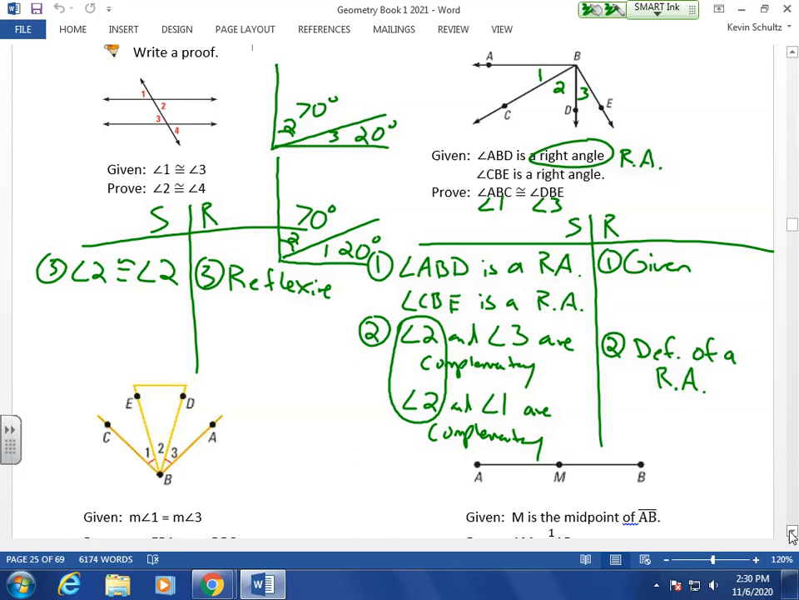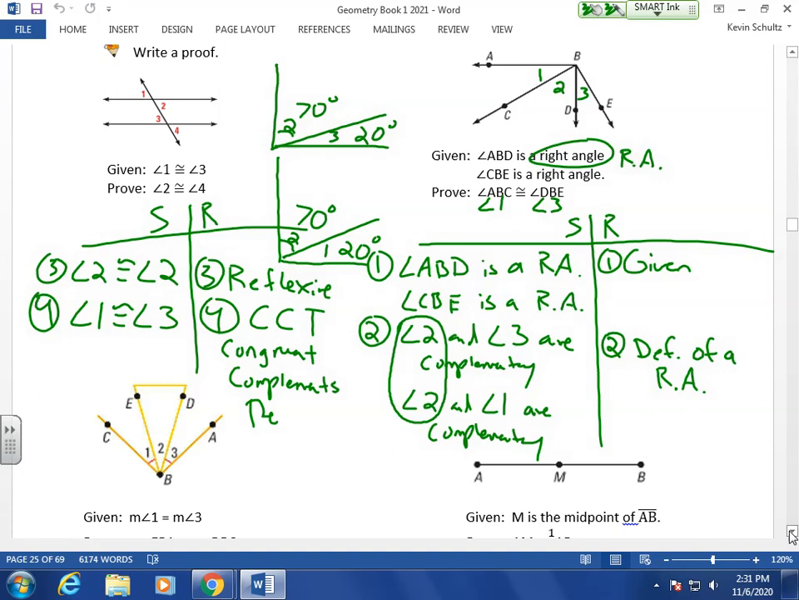But the value of saying that 2 is congruent to itself, we can now say that angle 1 is congruent to angle 3 because of the congruent complements theorem, or the CCT. And I'll write what that is down here. Congruent complements theorem. Not exactly the way the CCT is worded, but it's the same general idea of it.